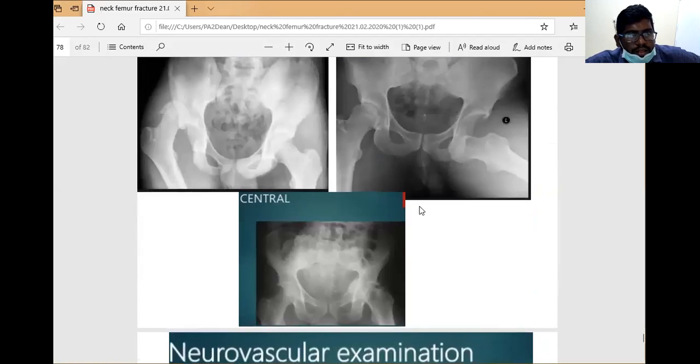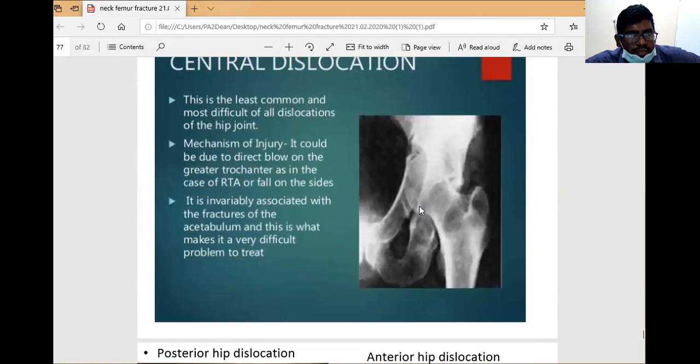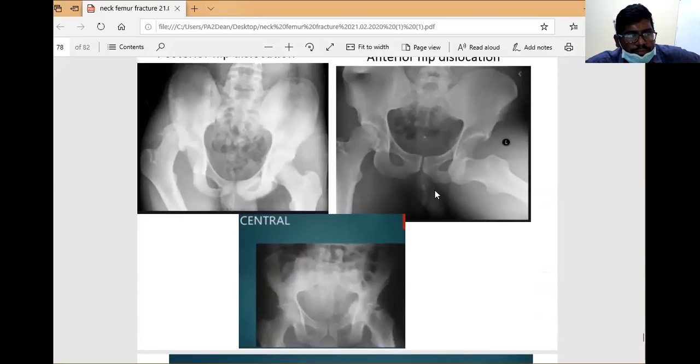And the treatment of central dislocation is you apply a lateral pin traction and a lower femoral or lower tibial pin traction, so that the displacement is reduced. After that, a CT is done, and you can do surgery, or if it is a minimally comminuted fracture, you can treat it conservatively.